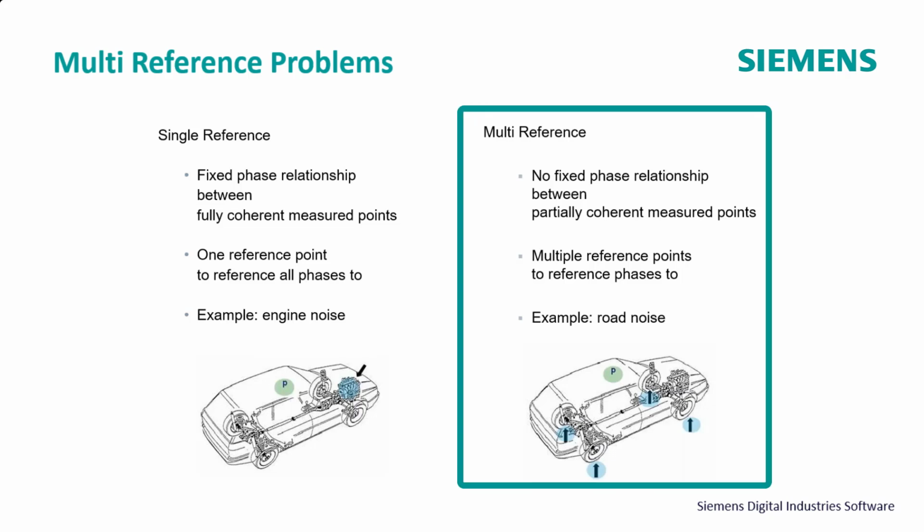A multi-reference problem, which we're going to talk about today, occurs when there's not a fixed phase relationship between partially coherent measurement points. And the example we're going to use here is road noise. So if I'm driving down the road, and if I look at the left side of the vehicle and the right side of the vehicle and the front wheels and the rear wheels, there's not a fixed phase relationship between those measurement points. And part of that is because I'm going over the same portion of road through a phase delay. So there's going to be a difference in phase as I look at all those different response points. So there's not a fixed phase relationship.